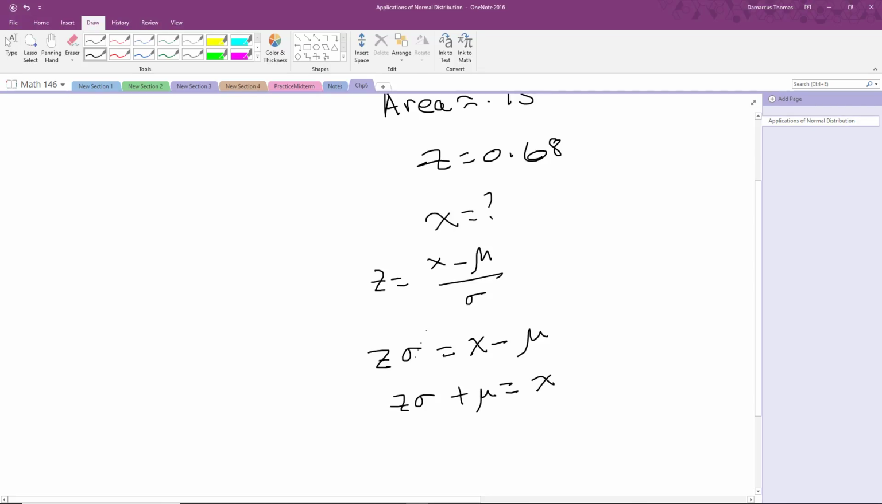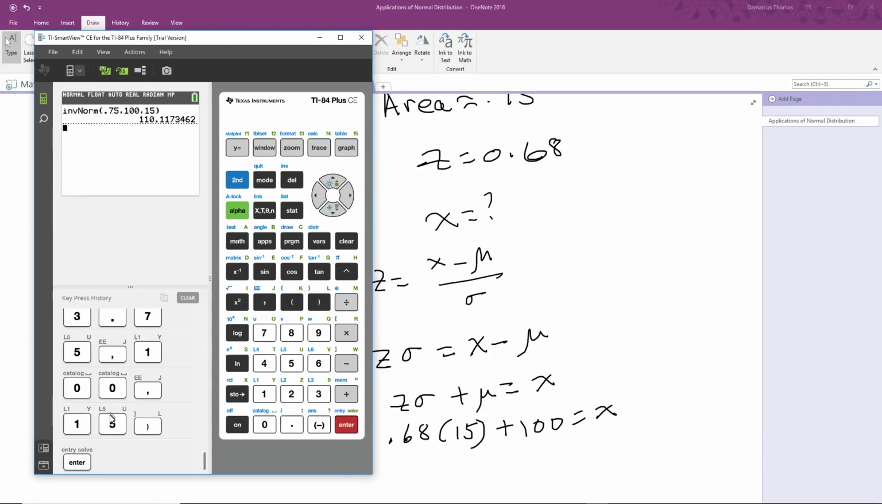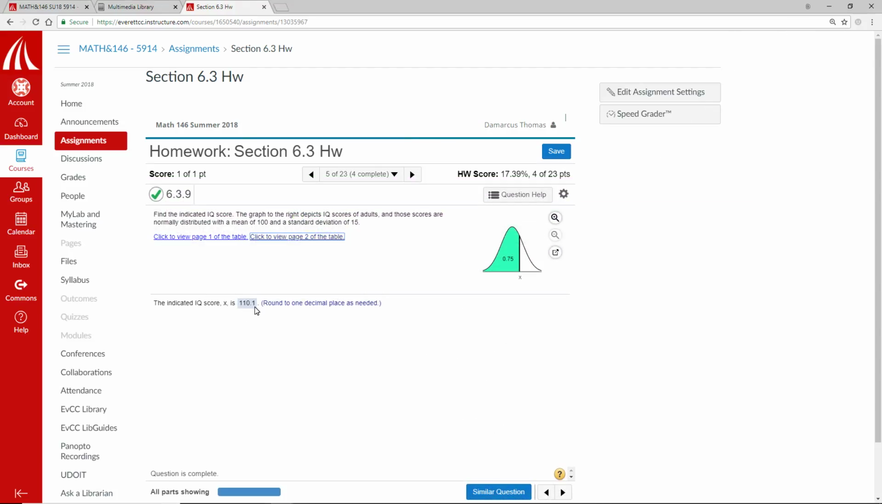So z times sigma plus mu is going to be equal to x. And so now what do we do? Well, the z is 0.68. Little sigma is 15. And also the mean of IQ scores is 100. And that's all going to be equal to x. And so what I would do after that is just plug this into my calculator. Let's clear everything out: 0.68 times 15 plus 100. And I got 110.2.